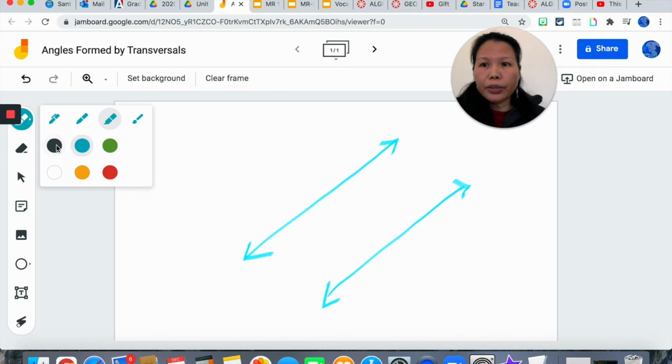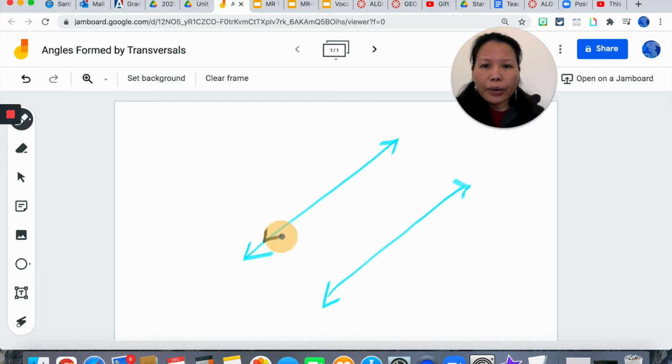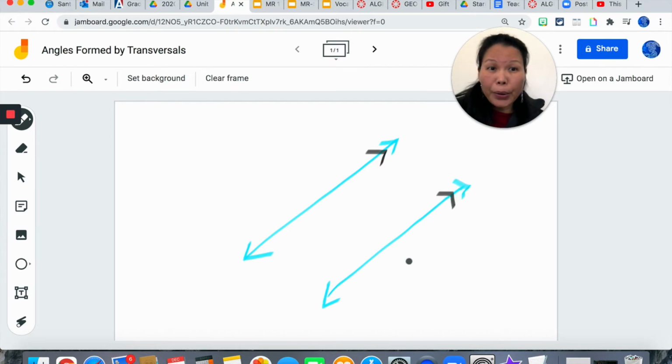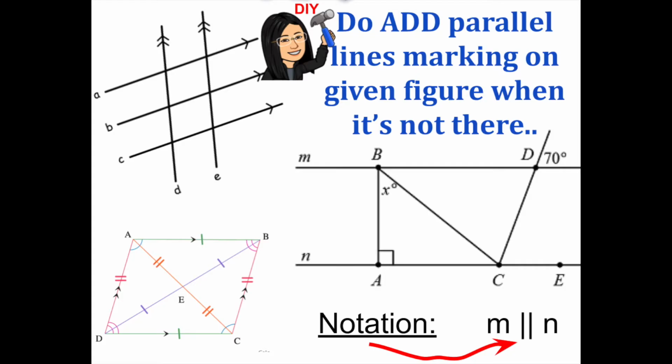We are going to use the black ink this time, and I'm going to put an arrow in, and it could be in this direction or it could be in the opposite direction. We can have 1 arrow or we can have 2 arrows. The number of arrows is going to tell you which line is parallel to which line. Let's go ahead and put in another one. So if you have 2 arrows on the second one, then you know that it's not going to be parallel to the first one with just 1 arrow.